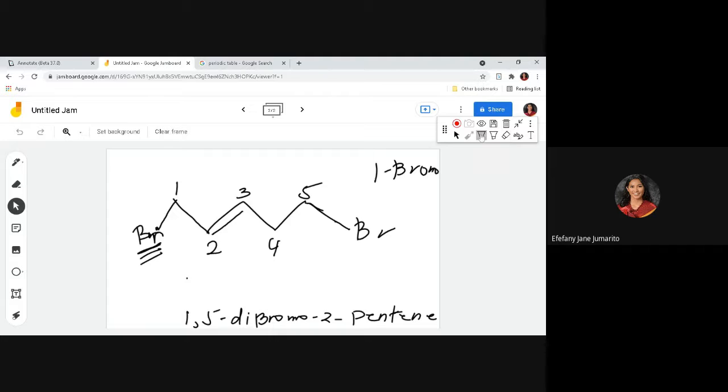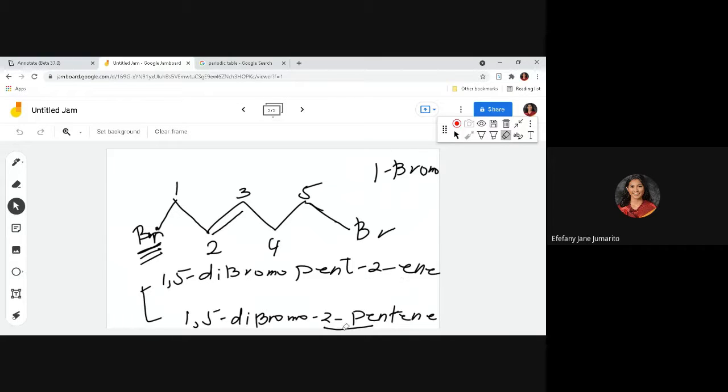But you can also name that one as 1,5 dibromo pent 2 ene. Are they the same, class? Yes, ma'am, the same. Why are they the same? If you are sure of your answer, whichever way you answered, both are the same.